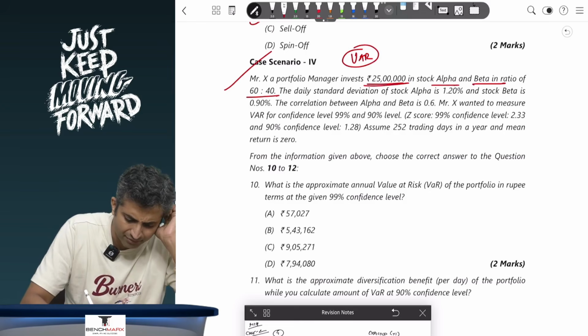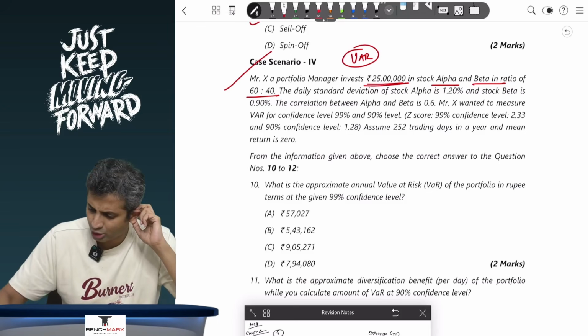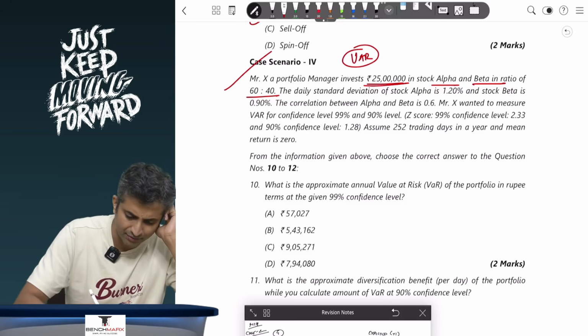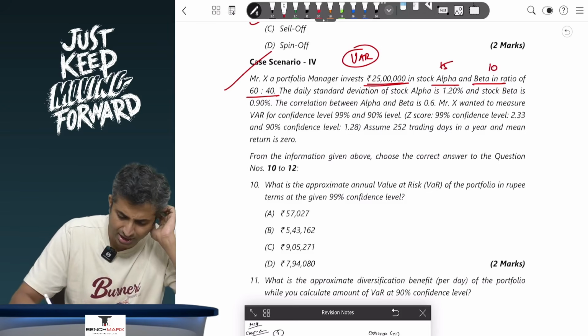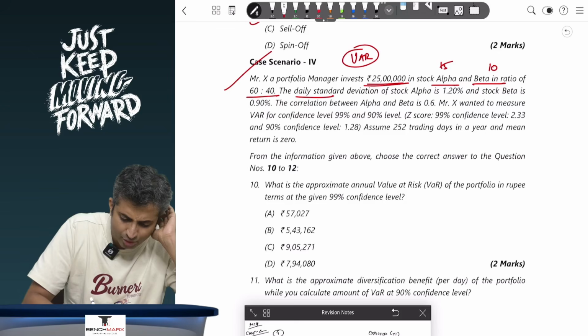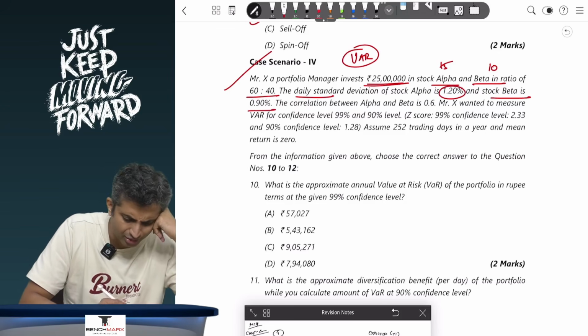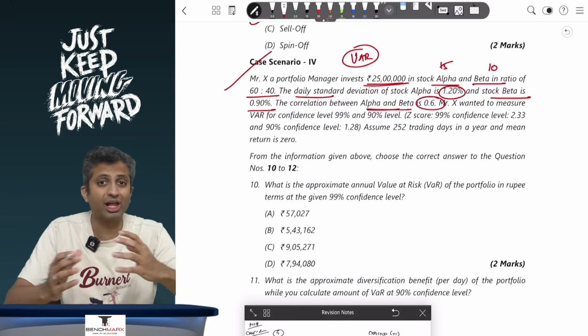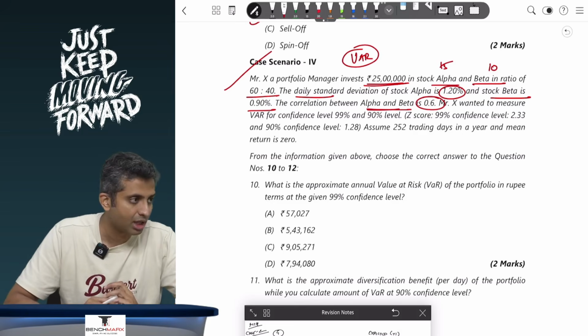So maybe in alpha you will have 25 lakhs into 60%, that comes to around 15 lakhs, and in beta there is 10 lakhs. The daily standard deviation of alpha is 1.2% and beta is 0.9%. That is fine. So you have been given daily standard deviation. The correlation between alpha and beta is 0.6. So this will help you to calculate portfolio standard deviation.